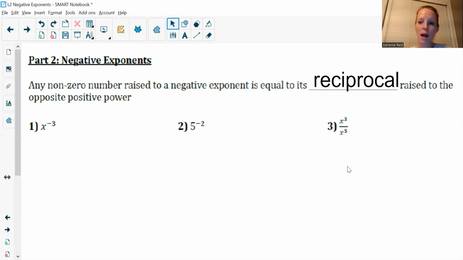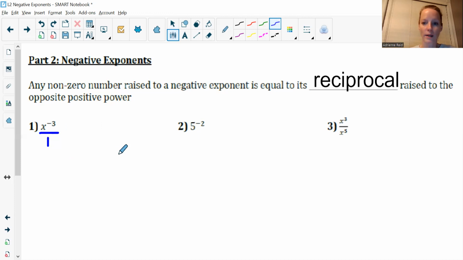The opposite of a positive power means that in this case, all of them have a negative exponent: x to the power of -3, 5 to the power of -2. When you flip it upside down, when you turn it into its reciprocal, you're just going to take the exponent and make it positive. So if I look at my first one, which is x to the power of -3, underneath this -3 is a 1.